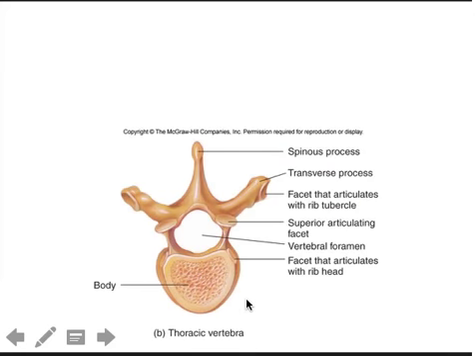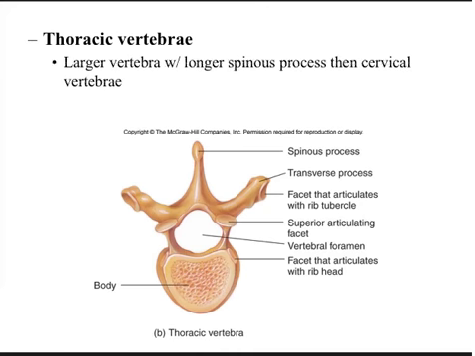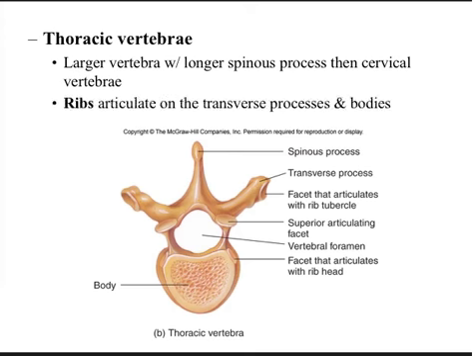Thoracic vertebrae are more substantial because they support more weight. They also articulate with ribs, so that makes them unique. Not only do they articulate superiorly and inferiorly with vertebrae on the top and the bottom, but they articulate laterally with the ribs at the neck, the tubercle, and the head of the rib. So the thoracic vertebrae are larger. They have a longer spinous process than the cervical vertebrae. The ribs articulate on the transverse process and on the bodies.